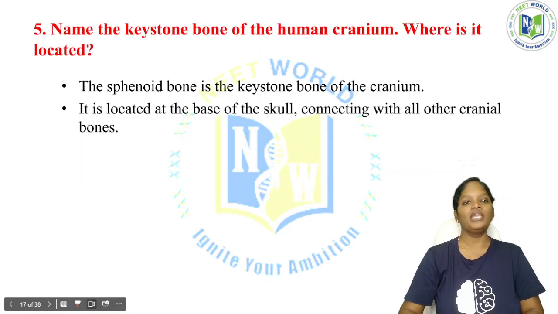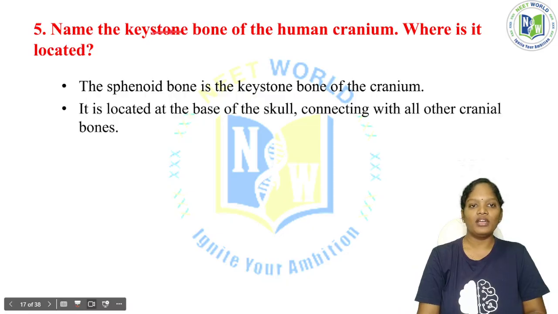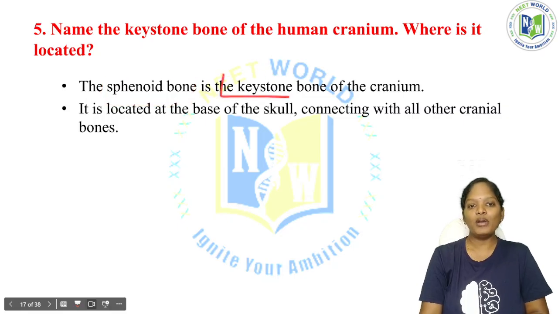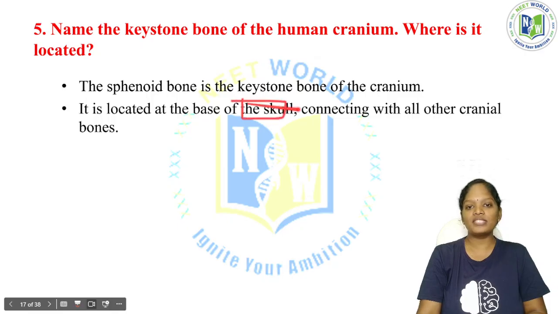Okay, now name the keystone bone of the human cranium and where it is located. The keystone bone of the human cranium will be the sphenoid bone. The sphenoid bone is a very important bone that makes the cranium, that is the skull region. Okay, so where is it located? It is located at the base of the skull, connecting with all other cranial bones.